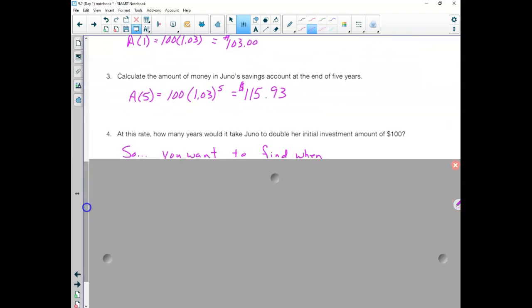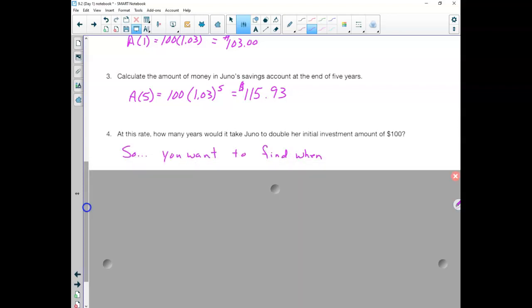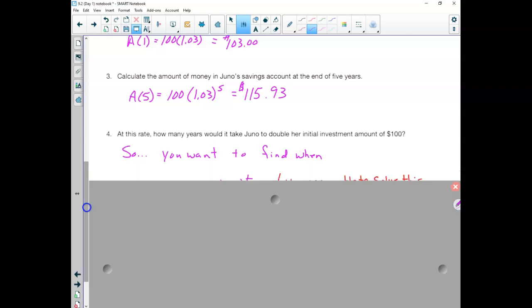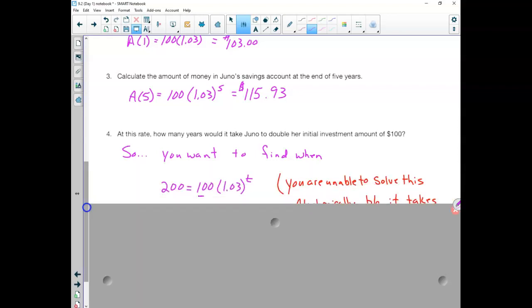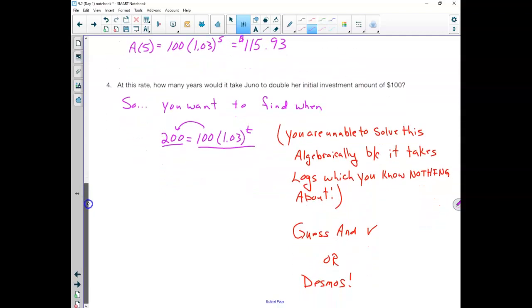And then this last one says, at this rate, how many years will it take Juno to double her initial investment of $100? So what you want to do is find when her equation for interest is going to equal twice the amount she put in. So when is it 200? Well, bottom line, you are unable to solve this algebraically because it takes something called a logarithm. You've heard me talking about those quite a bit, and you don't know anything about those little buggers. So you've got two choices. You can guess and check, or you can use Desmos.